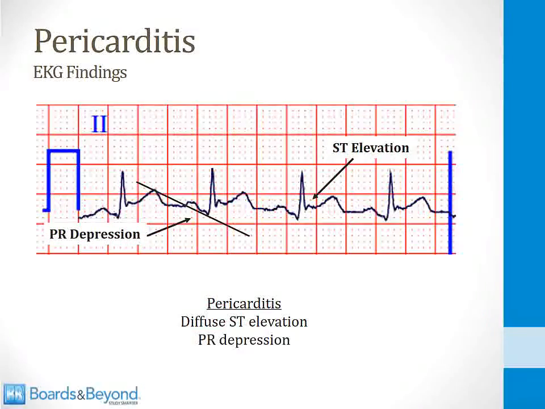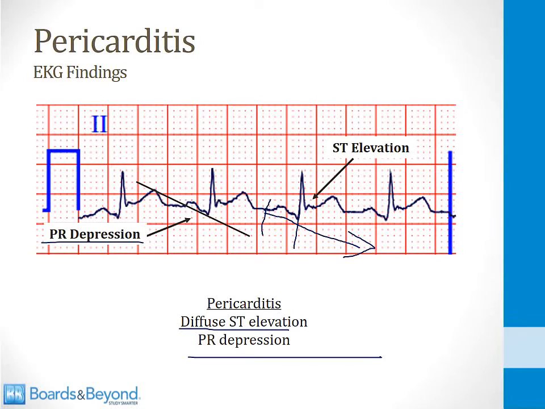I've zoomed in on lead II here so I can show you the other classic finding of pericarditis, which is PR segment depression. The PR segment is the segment from the beginning of the P wave to the start of the QRS complex. And notice that this PR segment is going at a downward angle. That is PR depression, a classic finding in pericarditis. So the two classic findings are diffuse ST segment elevations in multiple leads and PR depression.